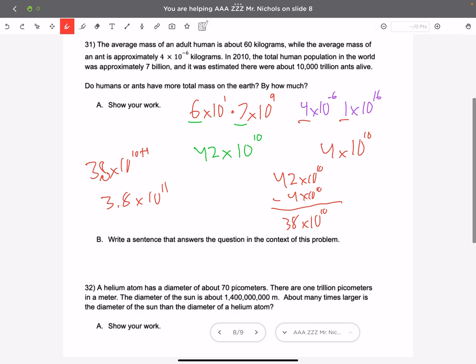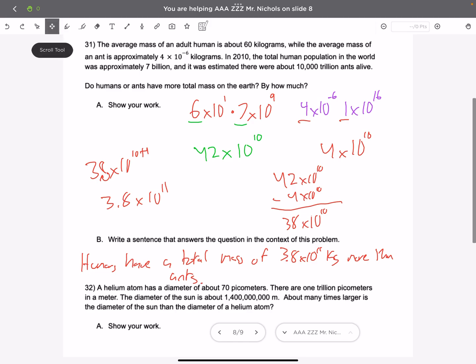And so we would write a sentence. It's like humans have a total mass of 3.8 times 10 to the 11th kilograms more than ants. And that's it.